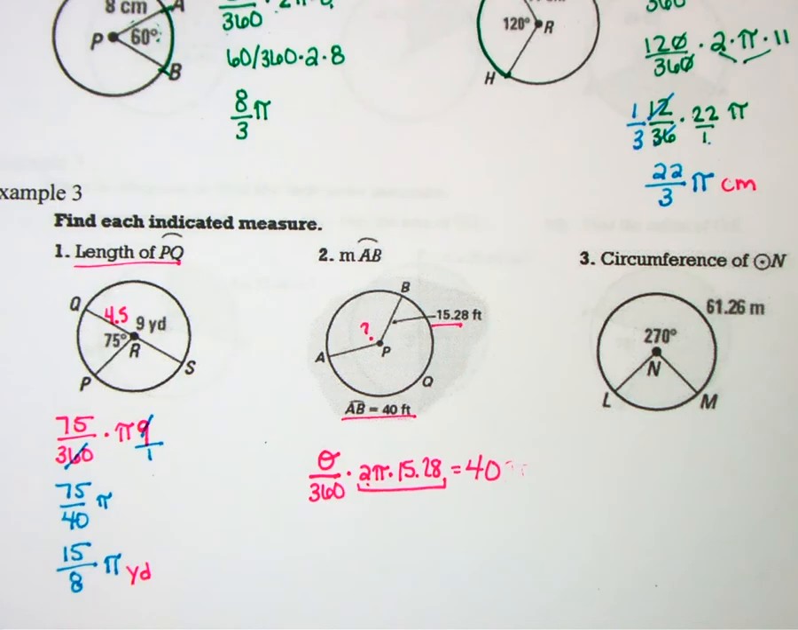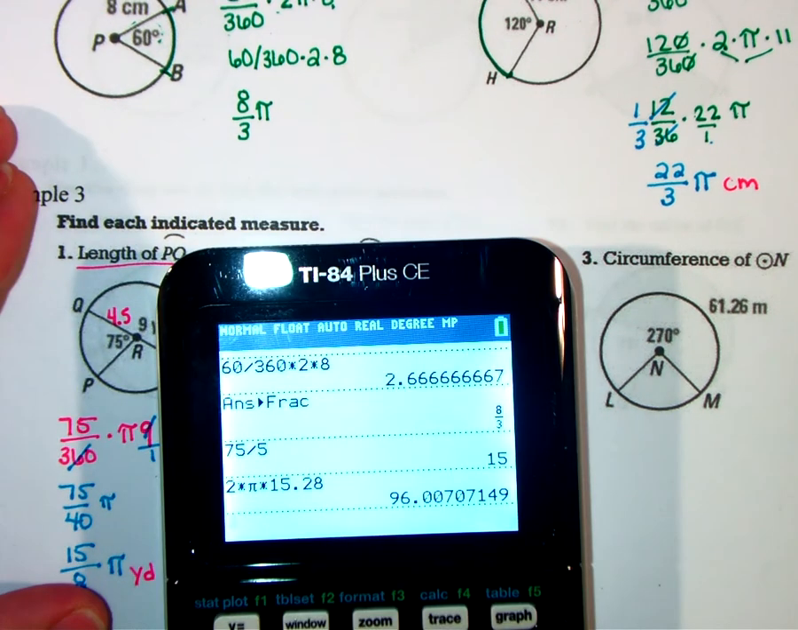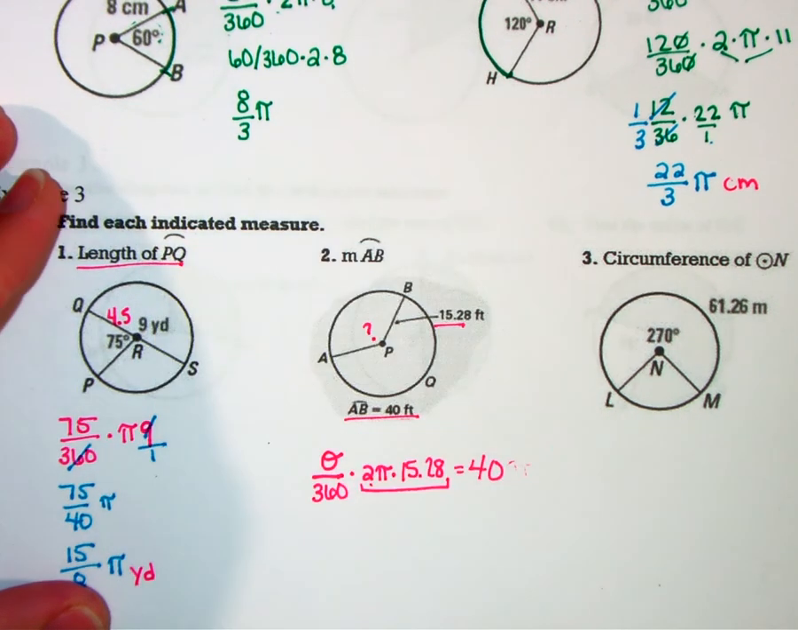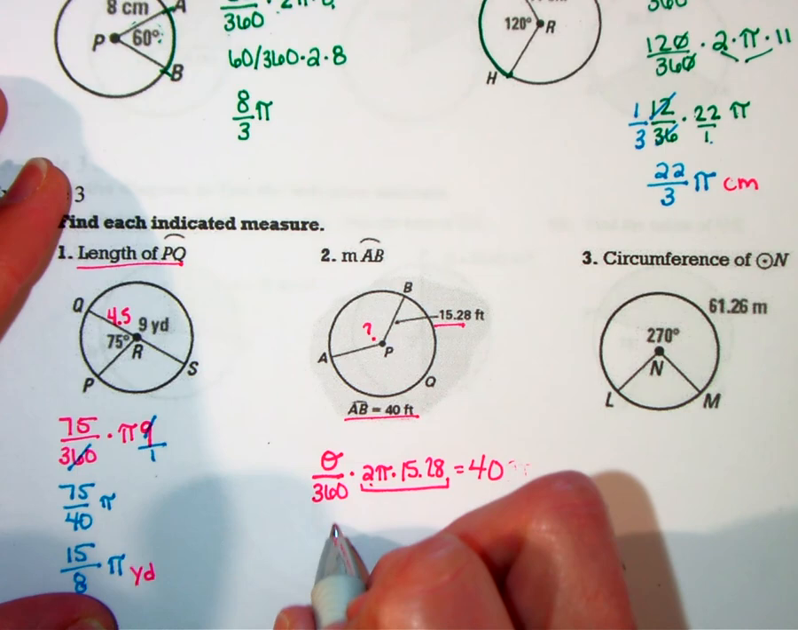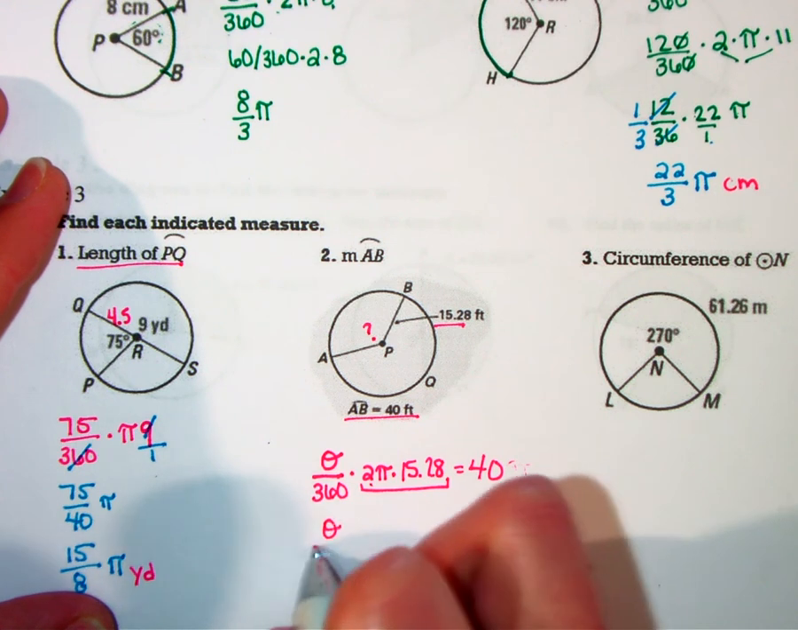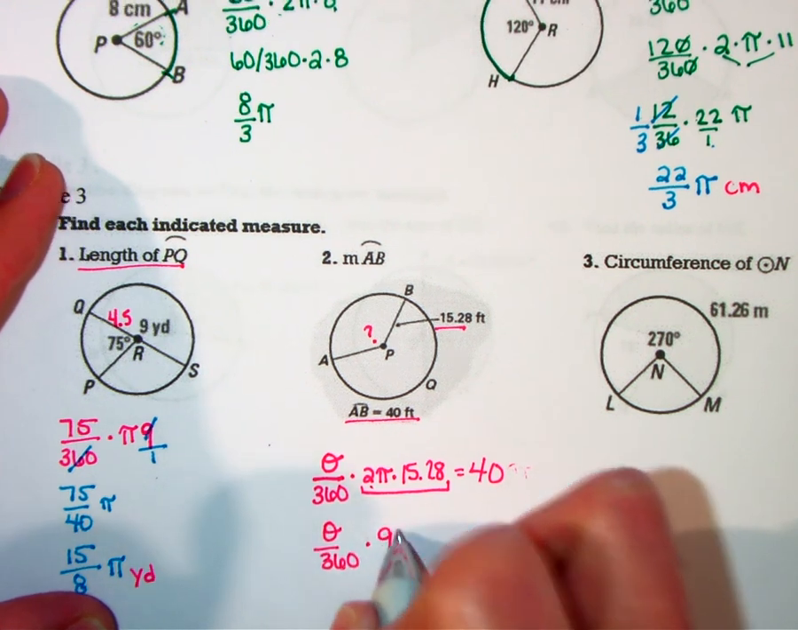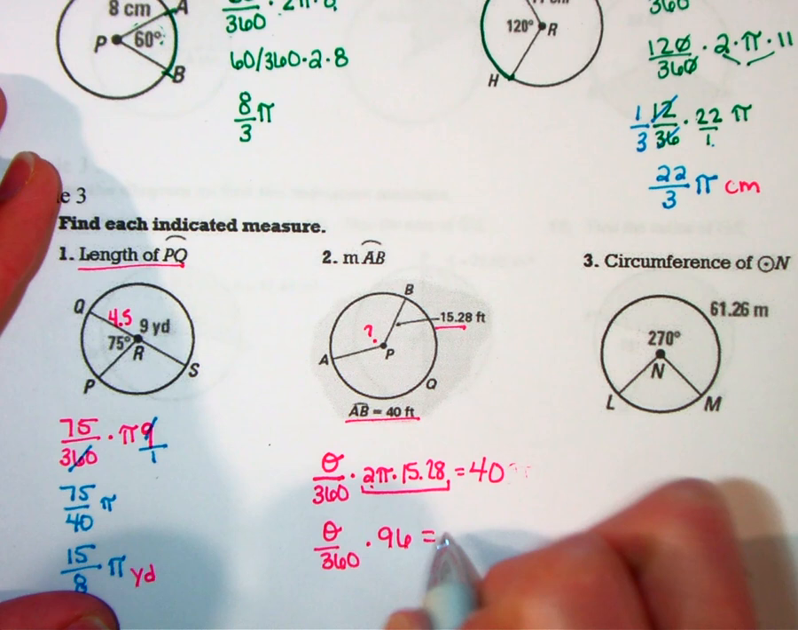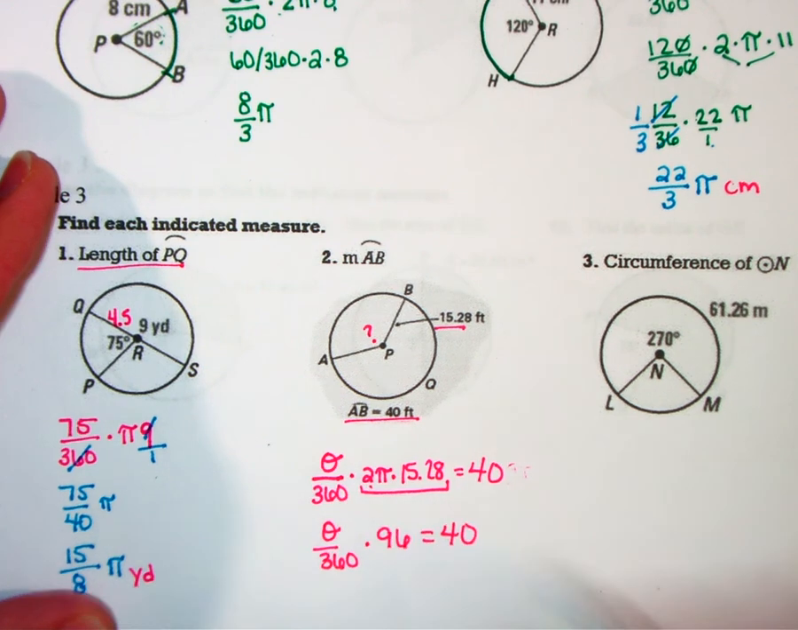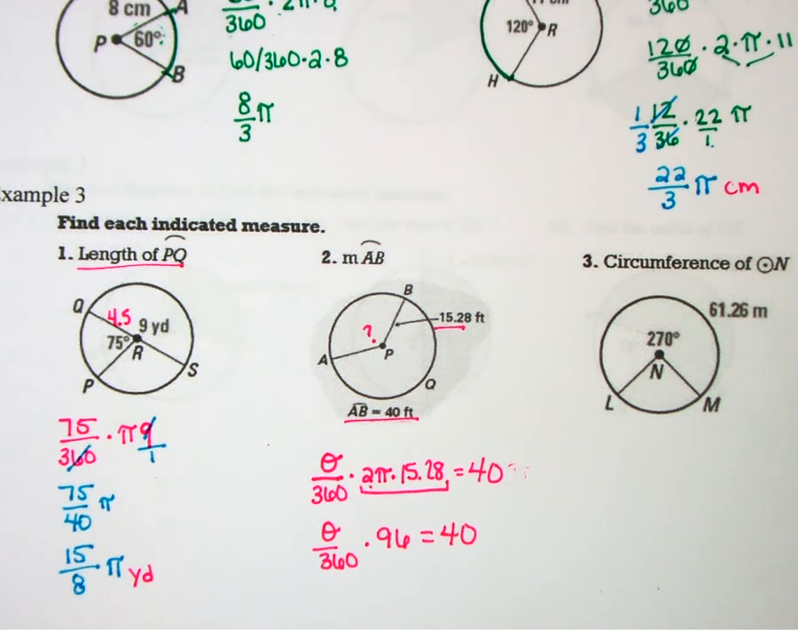Okay, now that's 96.007, so 96. So you've got theta, or x, over 360 times 96, and that's going to equal 40. Okay, so as you go forward, it doesn't matter if you get rid of the 96 first or if you get rid of the 360 first.